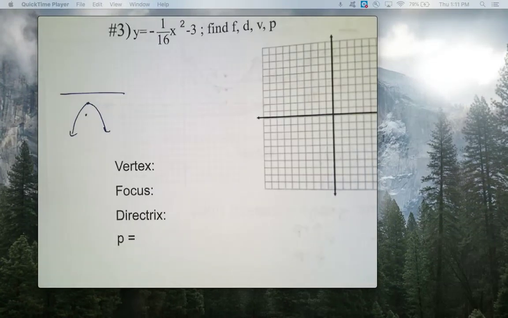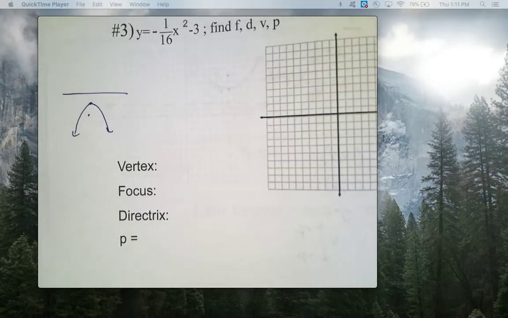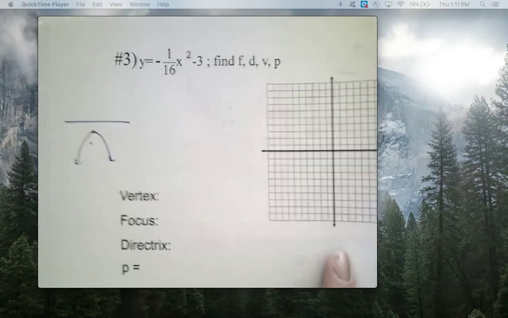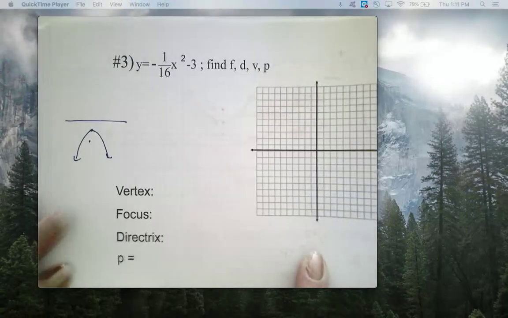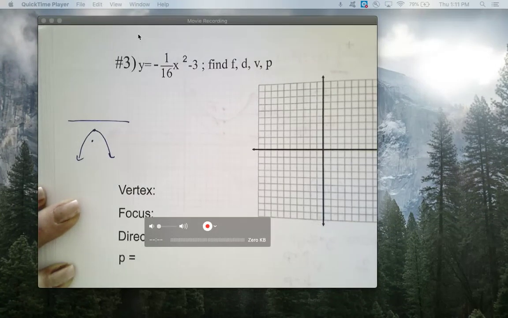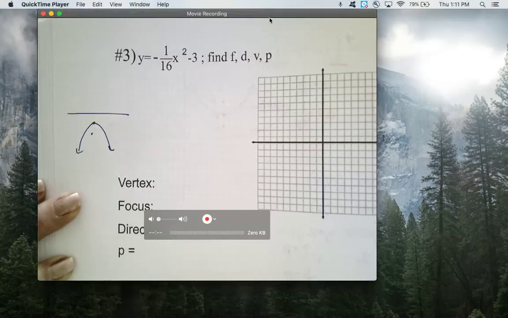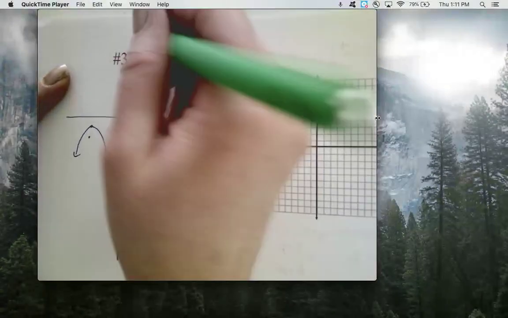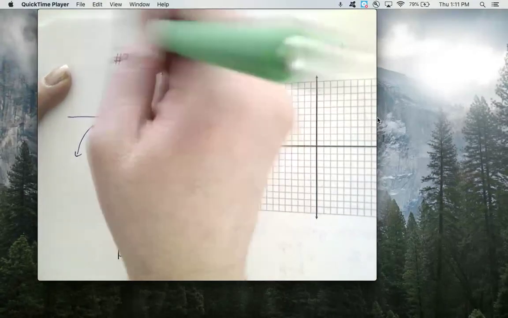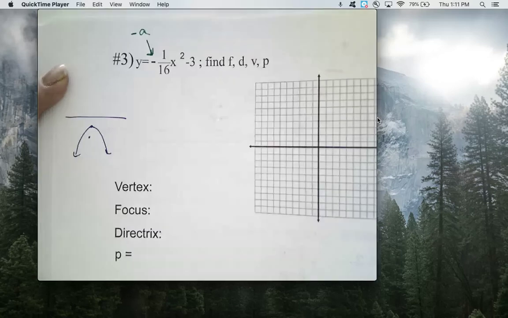All right, with that being said, if I start off on number 3, because we started talking about this last class. On number 3, can anyone tell me how did I know this was concave down? How did I know this was concave down? Alexis? Beautiful. Your A value is a negative A value, so right away it's concave down.